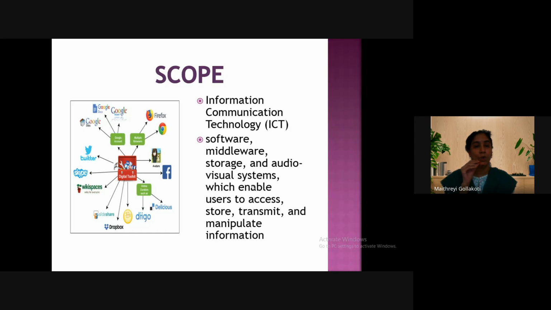Scope. What is the scope of ICT? The scope of ICT is very, very wide. Now, just for the most homely example, can we think of our life without our mobile phone? Everything is inside the mobile phone, isn't it? All our information, payments, contacts, groceries, booking tickets, banking, everything we can do with the help of the mobile.